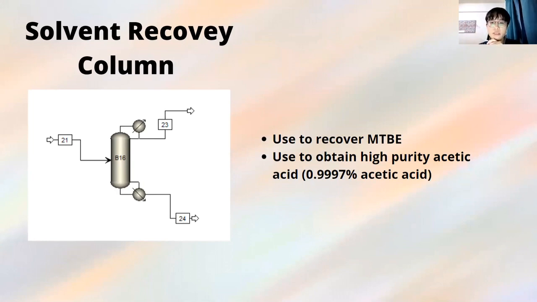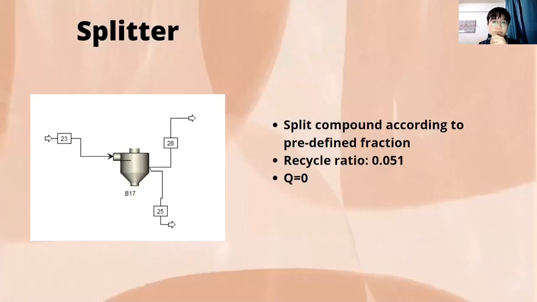The aim of this column is to recover the extracting agent, MTBE, and in turn purify the anhydrous acetic acid, which has 0.9997% of acetic acid. Next.